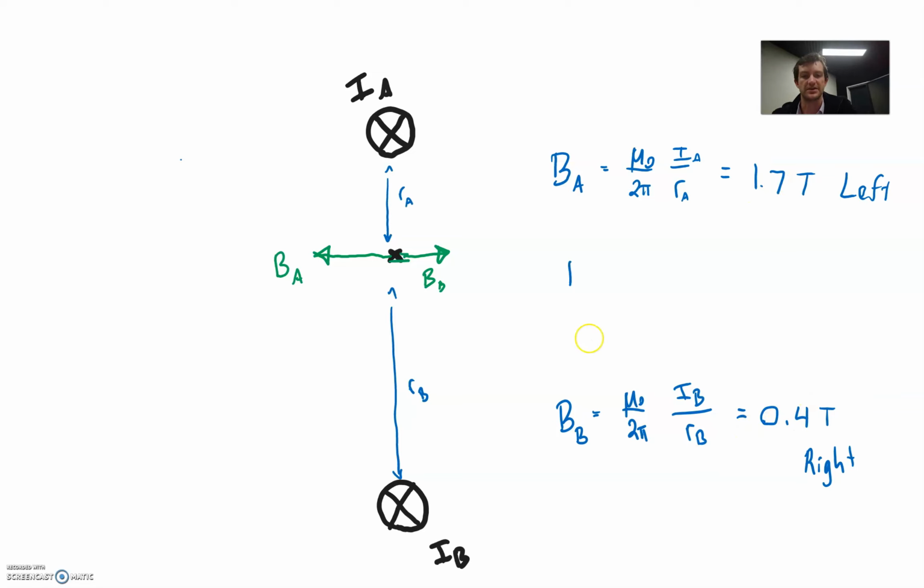So to calculate the total, we're adding as vectors A and B, but because one of those arrows is in the opposite direction, we end up subtracting one from the other. So we end up doing 1.7 take 0.4, which would be, what, 1.3 Teslas going to the left, like that.